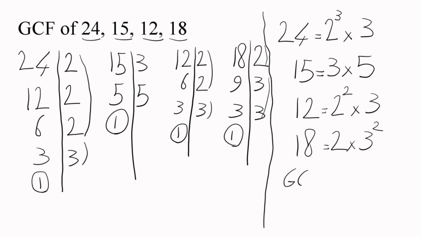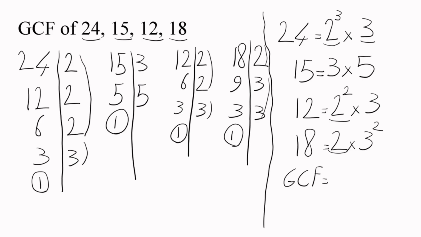So GCF will be equal to common factor. Can you please tell me which common factors do I have? Let's start with 2. In the first one, I have 2. In the second one, I do not have 2. So if I do not have one factor in one term, I should not consider that. So because I do not have 2 in the second term, I should not consider 2. I have 2 in 3 terms, but I must have this factor in all of the terms. So I will not consider 2.